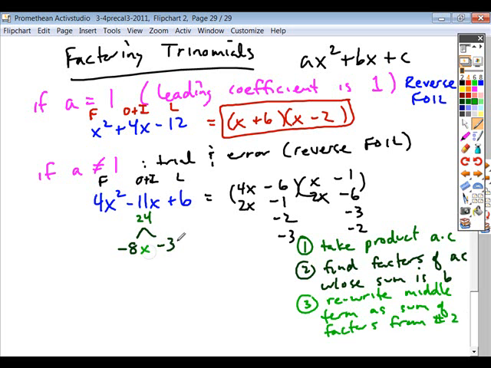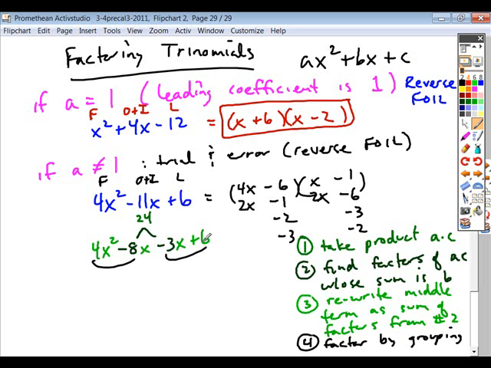So if I rewrite negative 11x as minus 8x minus 3x, did I change its value at all? I didn't change the value. It's still equal to a negative 11x. But all I'm going to do is I'm going to drop down my first term and my last term. And then my final step is just to factor this resulting expression by grouping. So using the methods that I talked about on that first slide today, we can now factor by grouping.